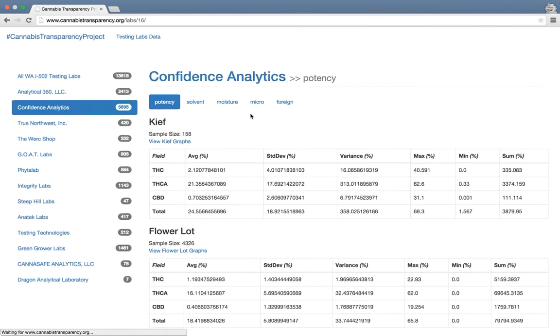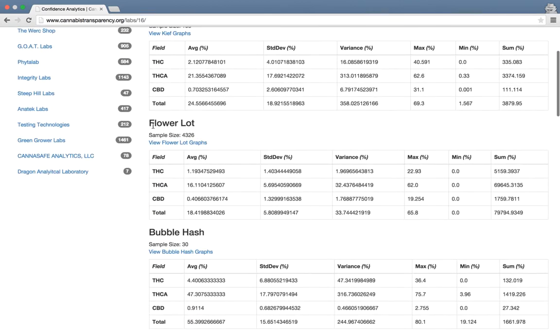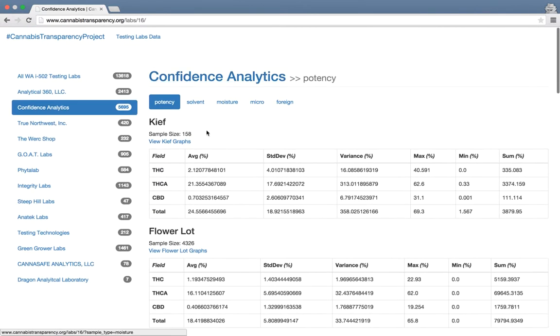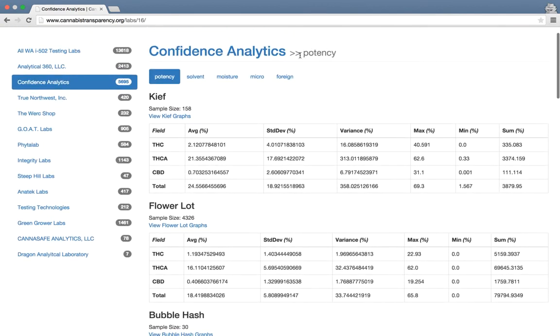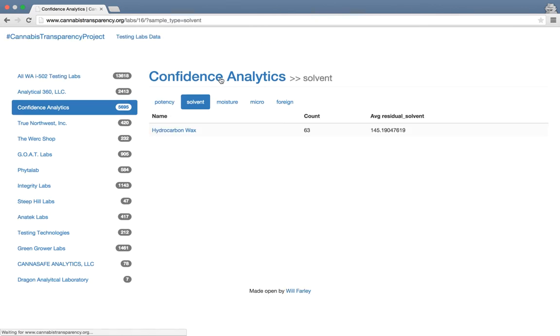When you look at the detailed view of any lab, you'll see the same view as you did on the aggregates of all testing labs. So now we're looking at flower lots, average for Confidence Analytics. So we're looking at the potency tests, by the way. There's also solvent, moisture, micro, and foreign tests that we can look through.